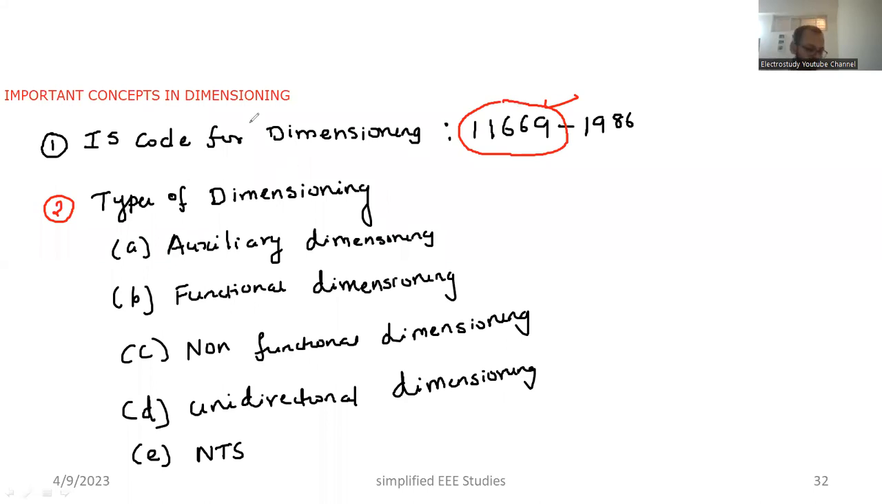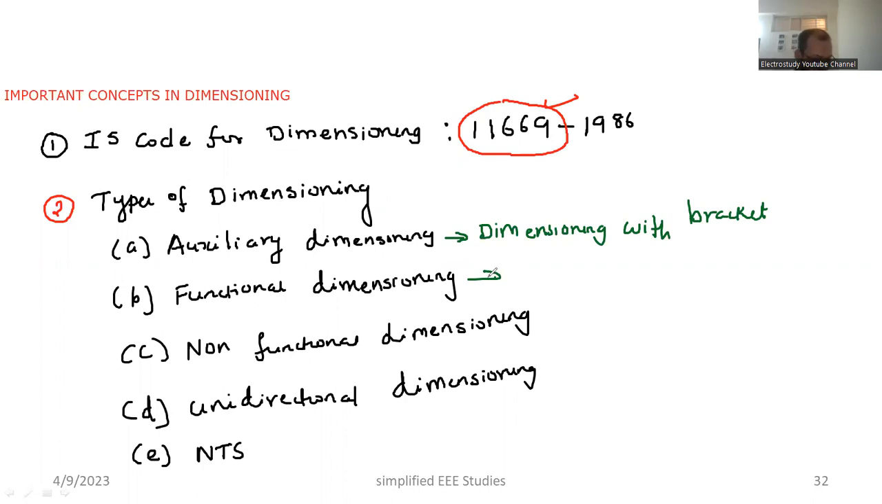So let us move on to auxiliary type dimensioning. Some kind of dimensioning, if you give it like brackets, dimensioning with the brackets, is generally referred to as auxiliary type dimensioning.